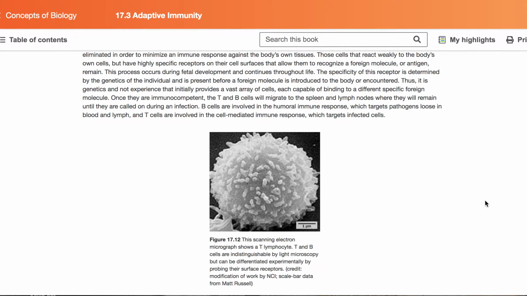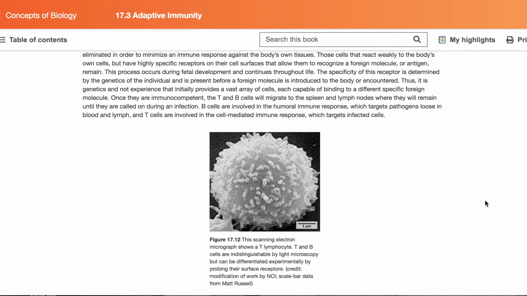Okay, so in chapter 17, section 3, we're going to start talking about adaptive immunity. The adaptive immune system is also called the acquired immune system. It's immunity that you get over time or that your body adapted to. It's a specialized system of cells and processes that eliminate pathogens by preventing their growth. So it basically is working to prevent pathogens from coming in and infecting your body.